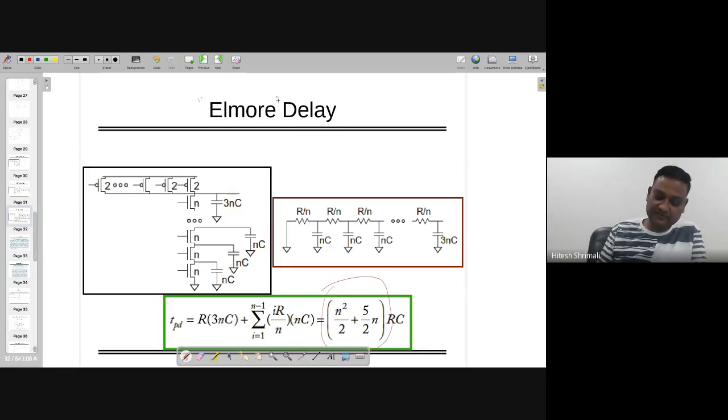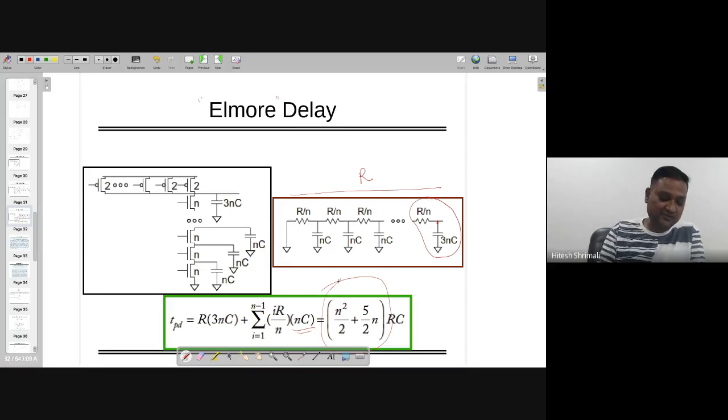an Elmore delay, right? And you can see the last part, which is R by N times 3NC, right? Here the total resistance is actually R by N plus R by N. All the R by N will be in series, so the total resistance is R times 3N. You see, that's the last part. For the other parts, the capacitances are fixed, NC, and you can see that i times R by N will be there, so you will have more resistances, and accordingly you can write down this equation. I'm not going into this, but this was just an example of how to solve such questions.